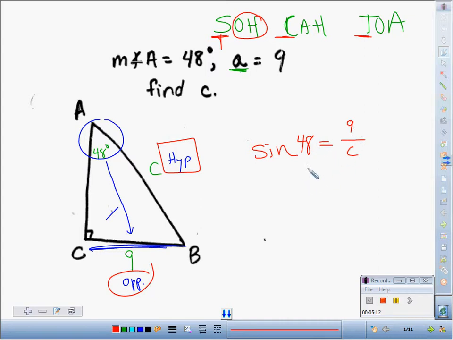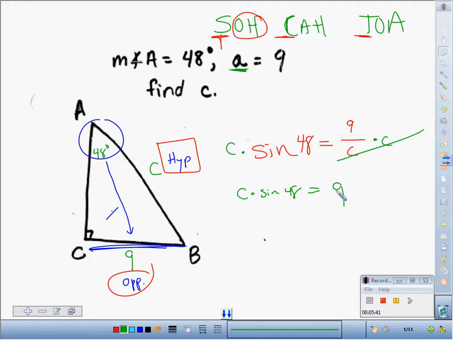Alright, now all we're trying to do is solve for c. Since c is in the denominator of a fraction, we can't have that. We don't like c downstairs, we want to make it go upstairs. So to get rid of this divide by c, I'm going to multiply both sides by c. And when I do that, I get c times the sine of 48 equals, those cancel each other out, 9.